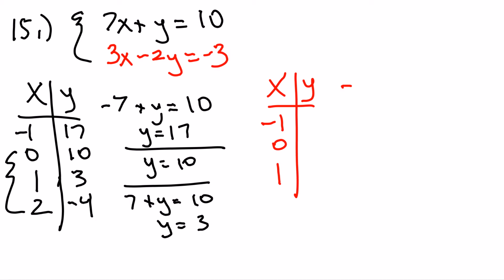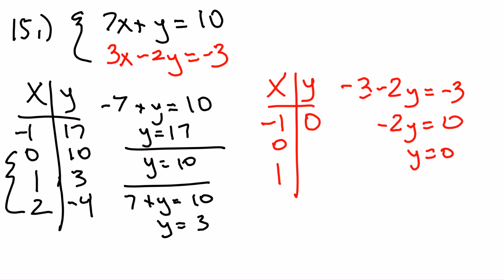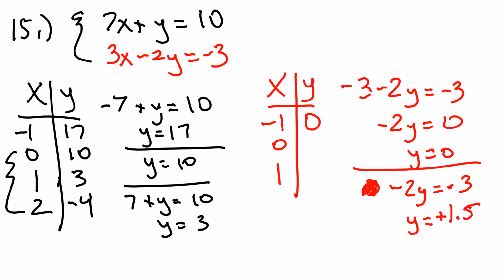I plug in negative 1 for x, so I get negative 3 minus 2y equals negative 3. I add 3 to both sides, I get minus 2y equals 0. So y equals 0. Now I'm going to plug in 0. I get 0 minus 2y equals negative 3. So I divide both sides by negative 2, so I get y equals positive 1.5. Now I think the next one should be 3 when I plug in 1.